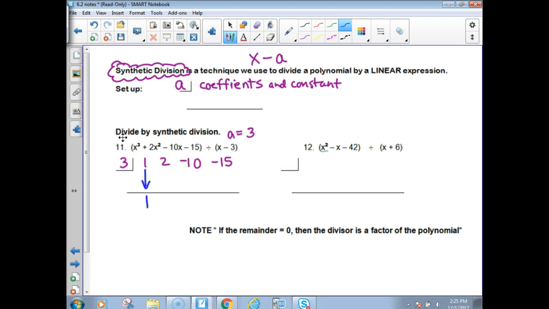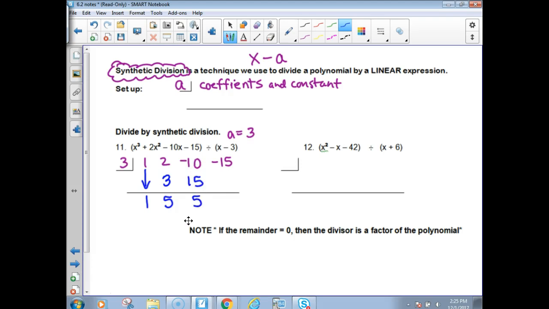Now we're going to start multiplying. 3 times what we're dividing by is the 3. 3 times 1 is 3. Put that under the 2. Next, you add vertically. 2 plus 3, 5. Drop it under the bar. Next, you keep on multiplying. 3 times 5, 15. Put it under the next number, negative 10. Add vertically. Negative 10 plus 15 is 5.